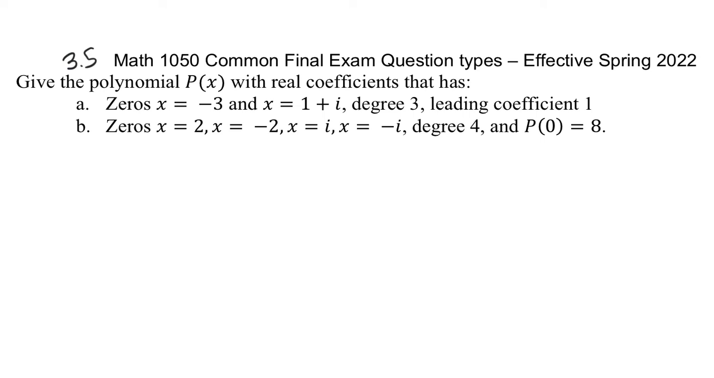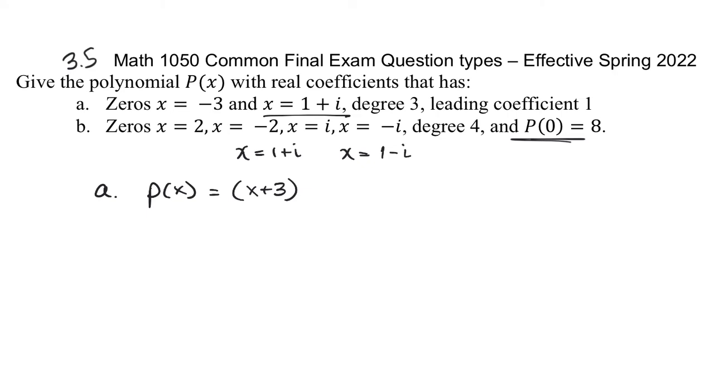And boy, part B is an interesting one where it gives a condition like that. We actually did not do this in Unit 2. It's only one extra step. It's not too bad. Part A is kind of straightforward. If x equals -3, then the factor is x plus 3. Now, with x equals 1 plus i, you have to remember that those types of zeros always come in pairs, so the conjugate pair is 1 minus i.